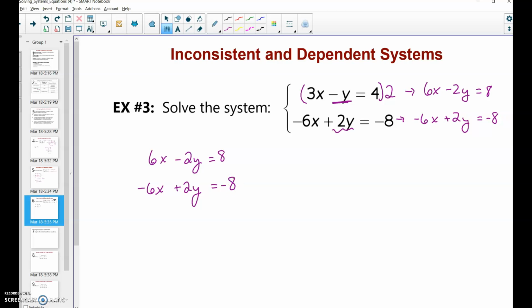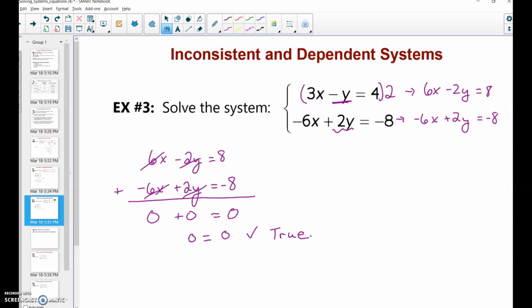All right, now that my y values are opposite of each other, that's what I was aiming for, I can go ahead and add those together. So I see again that my values in front of x will cancel out, so I have a 0. My values in front of the y will cancel out, and 8 plus -8 equals 0. So I end up with a statement of 0 equals 0, which is a true statement.